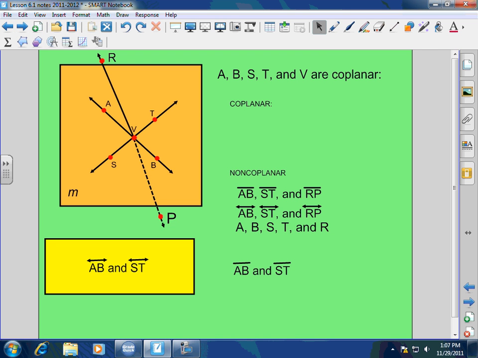How about AB and ST? AB and ST are lines on the same plane. Absolutely, they are coplanar. And how about line AB and line ST? Also coplanar. Does that help make sense, gentlemen?